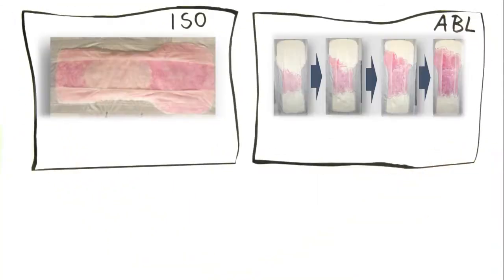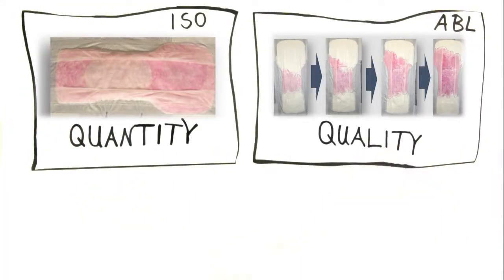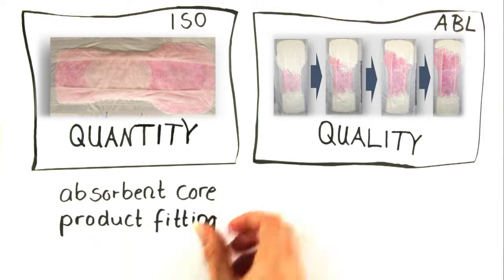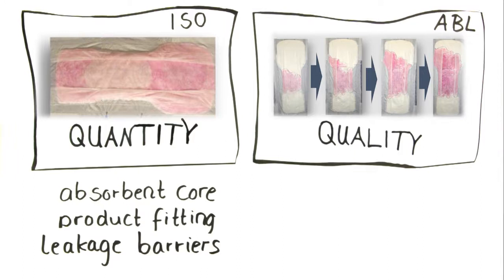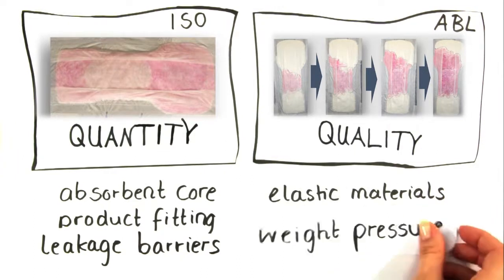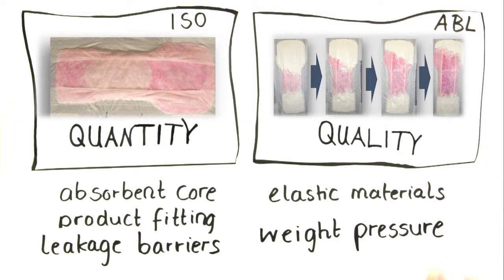The ISO method does not take into account a realistic distribution of the key absorption components, SAP and cellulose. Additionally, ISO does not take into account the diaper key features such as absorbent core, product fitting, leakage barriers, elastic materials. Also, with the ISO method, there is no weight or pressure applied to the product. This means ISO is not simulating real-life usage. In contrast, absorption before leakage, or ABL, takes into account all these criteria.